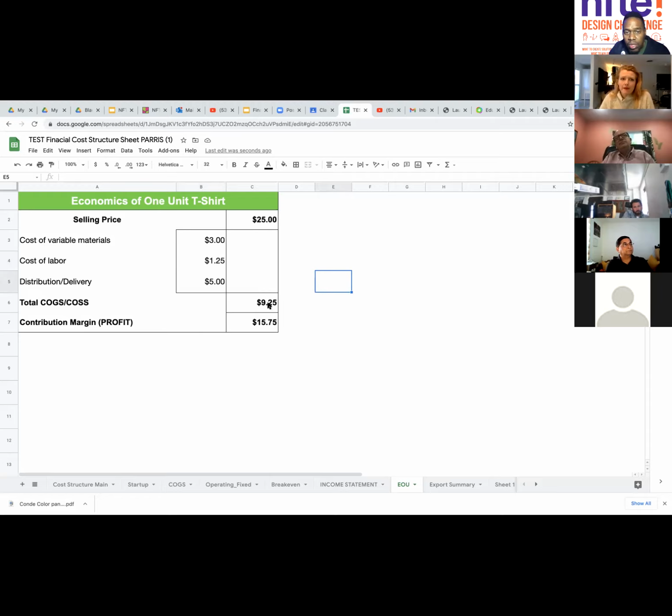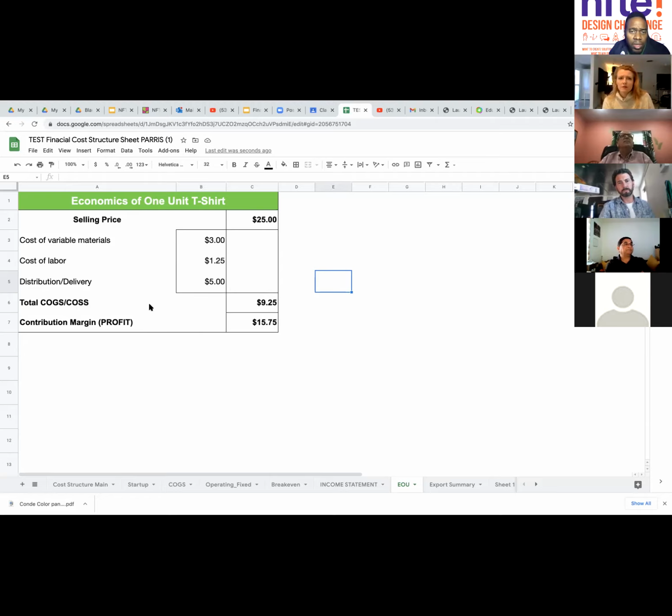It gives you, this is your COGS. Remember that word, the cost of goods sold? This is my COGS here. It's what it costs to make this product. This is my contribution margin. This is my profit at the end of the day. So I get $15.75 plus I get back my COGS, the cost of goods to make this product. What's COSS there? COSS? Cost of goods sold.